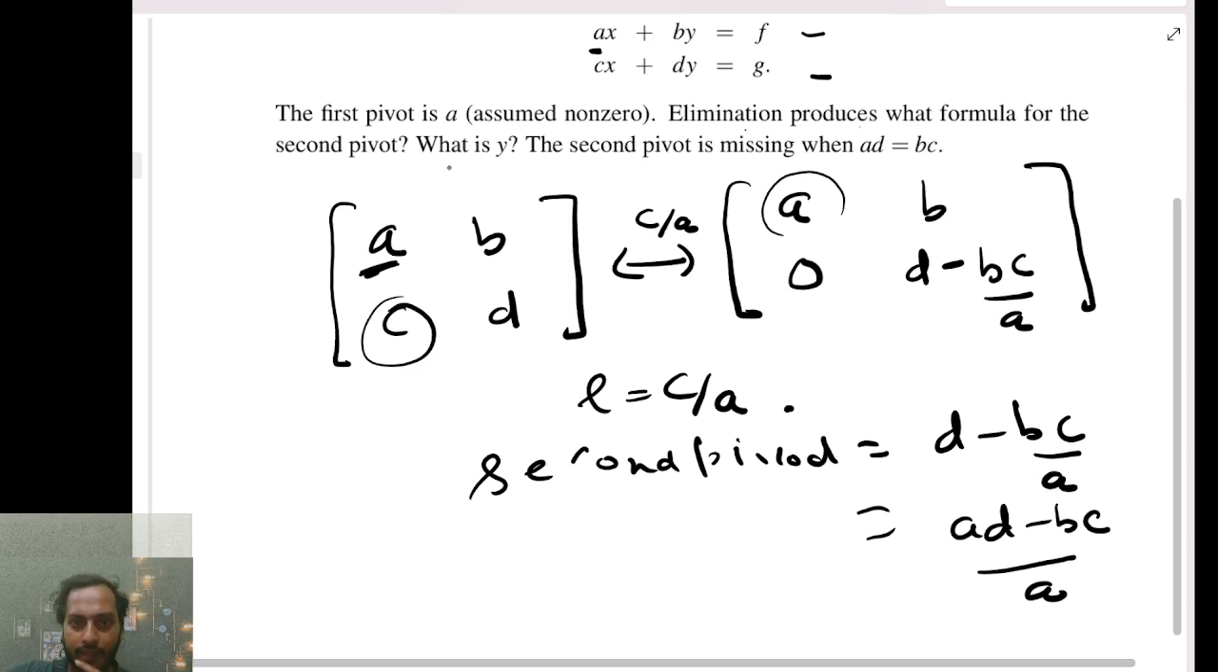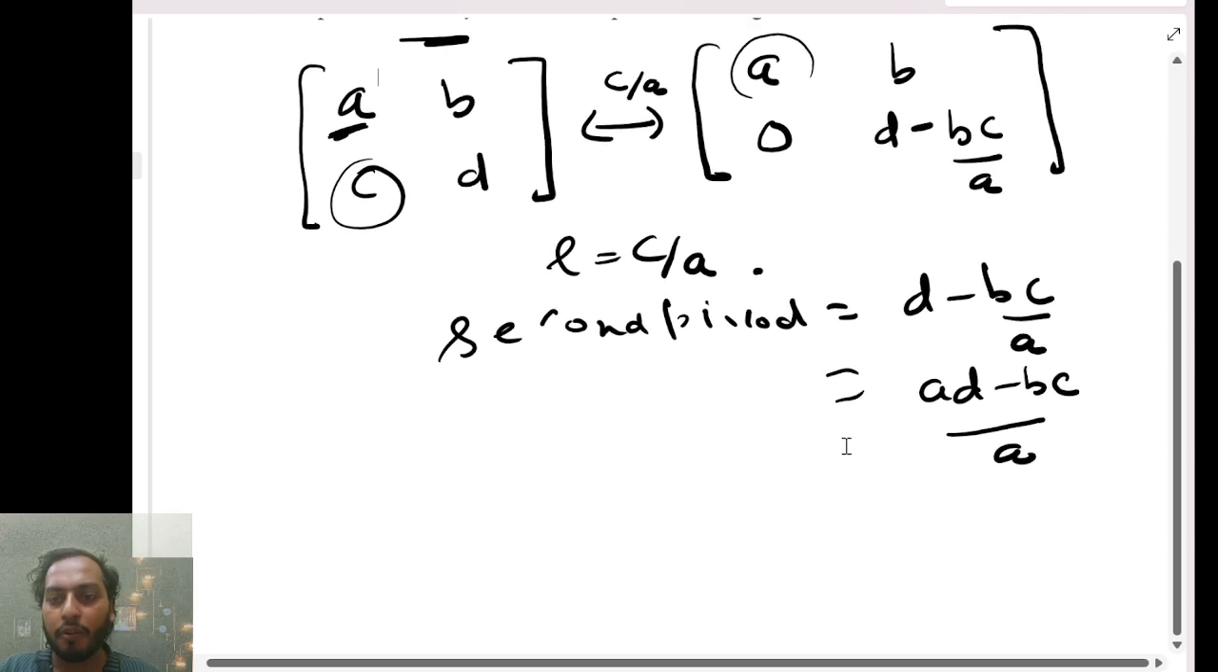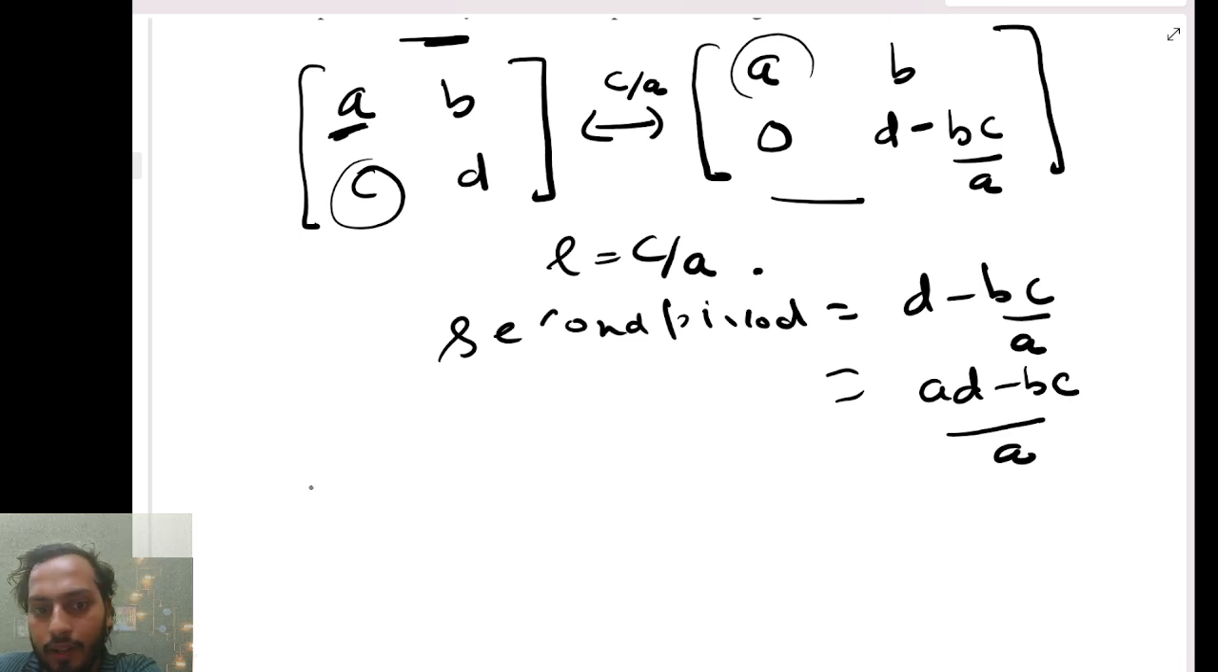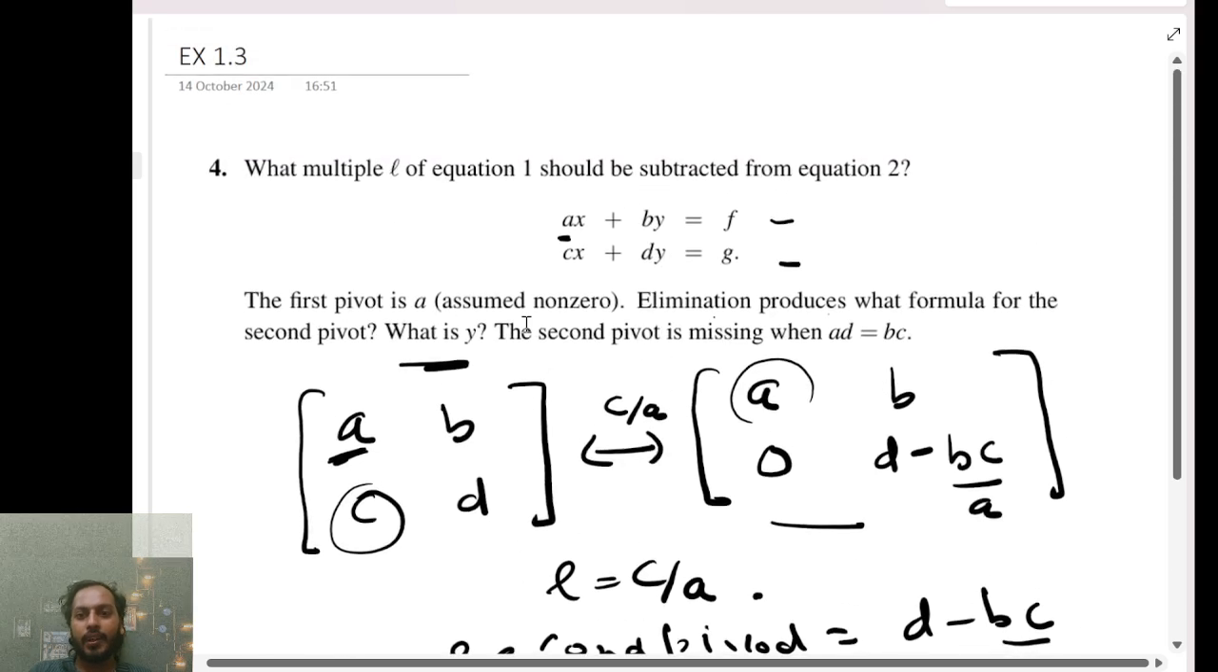Okay, now they are asking what is Y. They want us to solve it. Can you help me solve it? Yeah. So now can you write down this system of equations again for me? If you look at the second row, it suggests I write AD minus BC upon A times Y. Okay, I didn't choose my right hand side. Let me choose my right hand side also, then it would be easy. Here the right hand side will not change, it will remain F. And what will it become? G minus C by A times F.